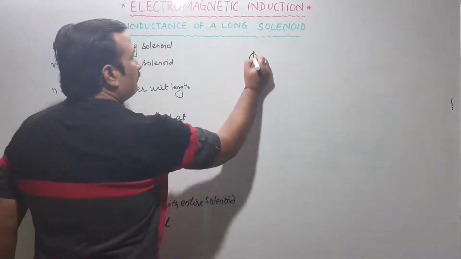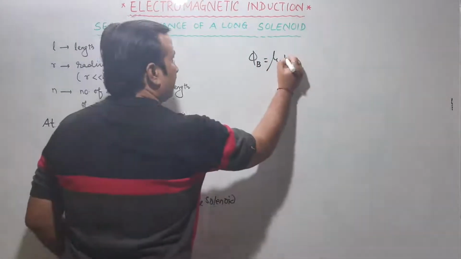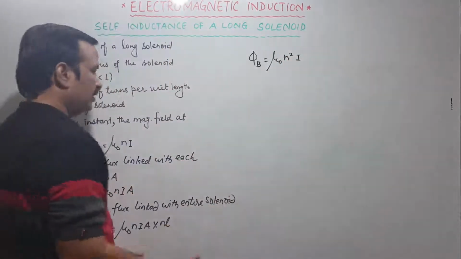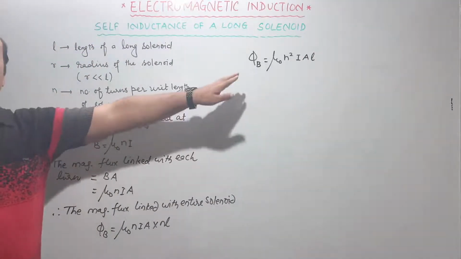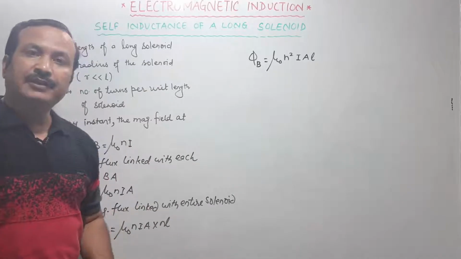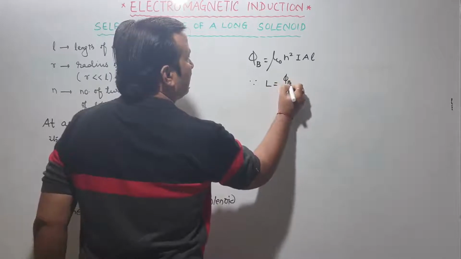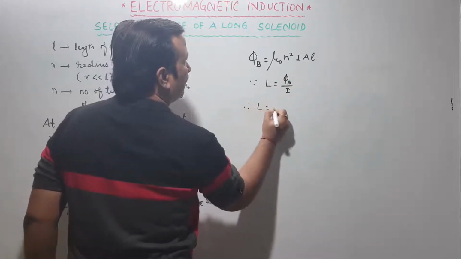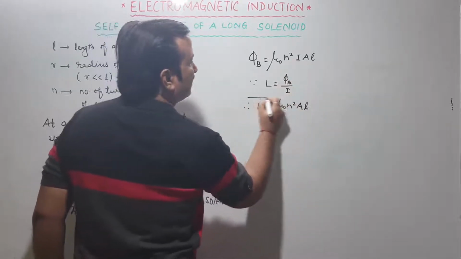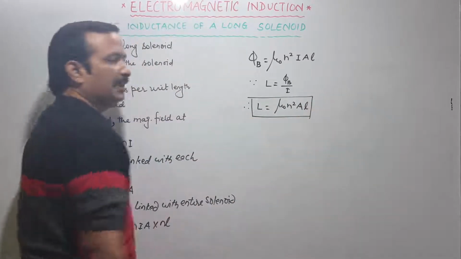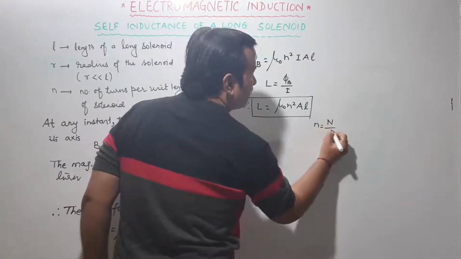So we are getting phi is equal to mu naught n square I A L. Okay, this is the magnetic flux. Now we will find the self-inductance. Since L is equal to phi upon current, L will be equal to mu naught n square A L. I will cancel. This is the self-inductance of the solenoid, and we know n is the number of turns per unit length.